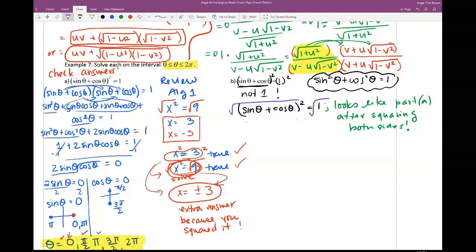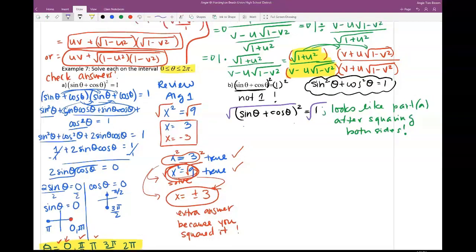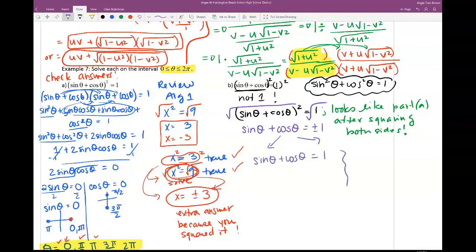Well, some of you would totally start that way, right? Okay, well, let's try. If I take the square root, I now have sine of theta plus cosine of theta equals positive and negative 1. Then some of you would write it out like this and set this equal to 1, and write it out like this and set this equal to negative 1. Is that okay to do?